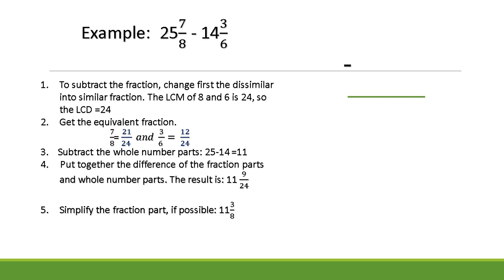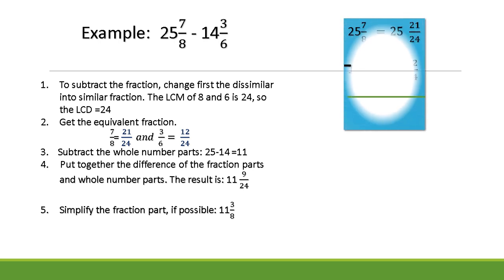Now, since the fraction part, 9/24, is not yet in the simplest form, we need to simplify it by finding the GCF, or the greatest common factor. So 9 divided by 3 equals 3 and 24 divided by 3 equals 8, because the GCF is 3. Now the answer is 11 and 3/8.